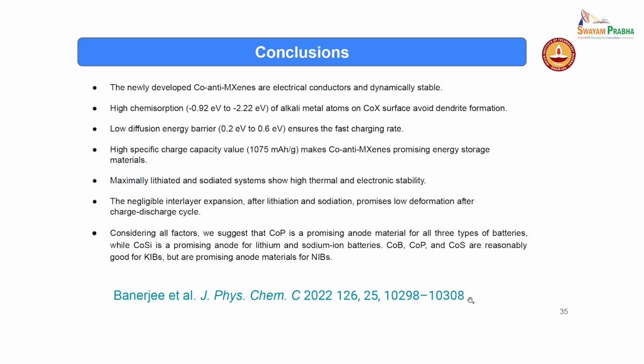Specifically, high specific capacities are observed for lithium as well as sodium, suggesting that they can be very useful. And finally, we have seen that maximally lithiated and sodiated systems have high thermal and electronic stability, and negligible expansion. So considering all the factors, what we find is that CoP, cobalt phosphide, is a promising anode material for all 3 types of batteries, while silicide is promising for lithium and sodium. All the others are reasonably good. They are not extremely good, but they are reasonably good.